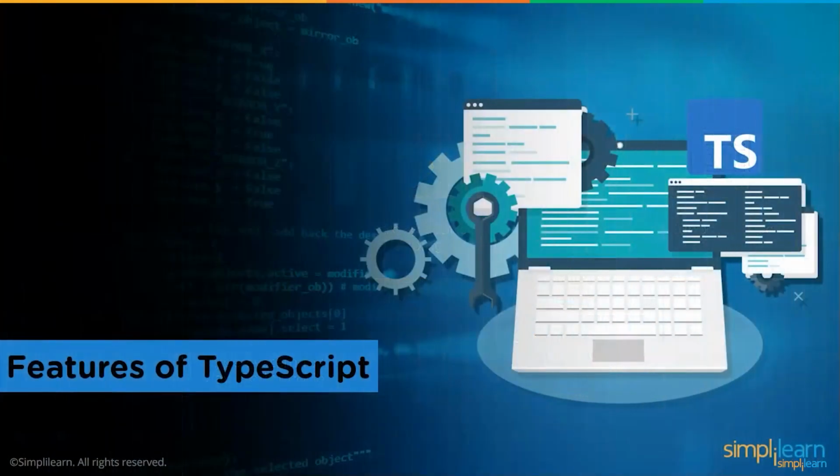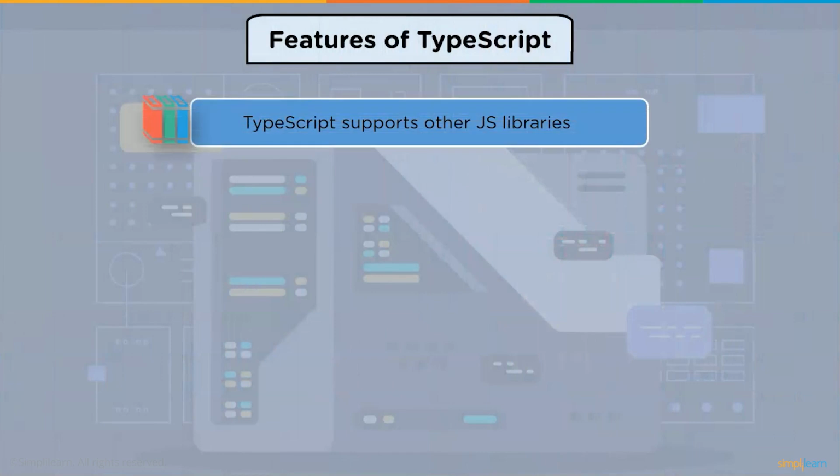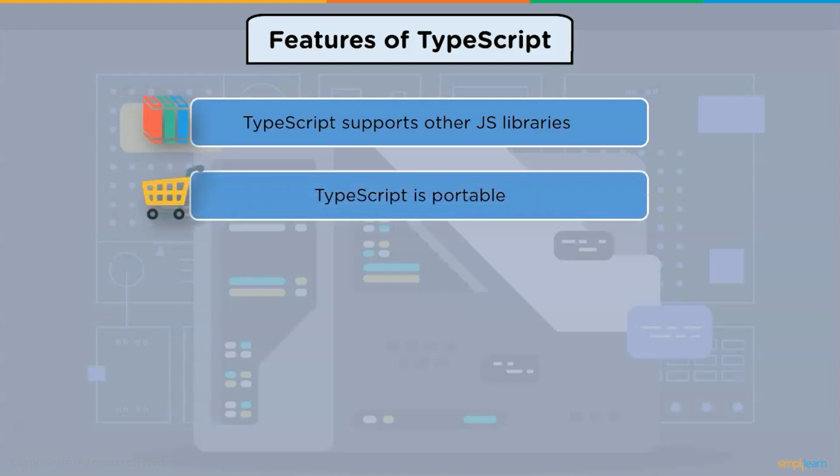Features of TypeScript. TypeScript supports other JavaScript libraries. TypeScript is a new Microsoft language that is a highly typed superset of JavaScript with support for object-oriented programming and other current features like decorators. Because browsers and Node comprehend JavaScript, TypeScript compiles to JavaScript. TypeScript is portable. TypeScript is cross-browser, cross-device, and cross-platform. It can run in any environment that supports JavaScript.